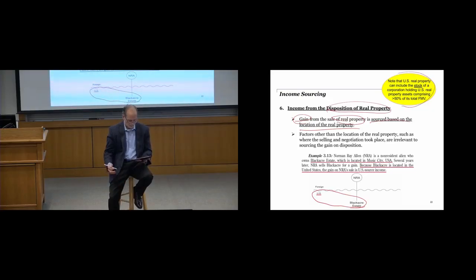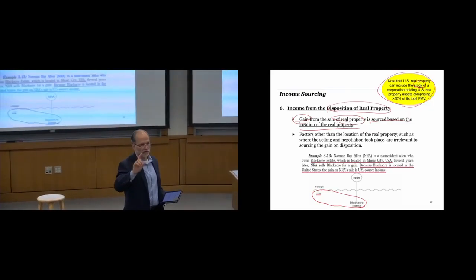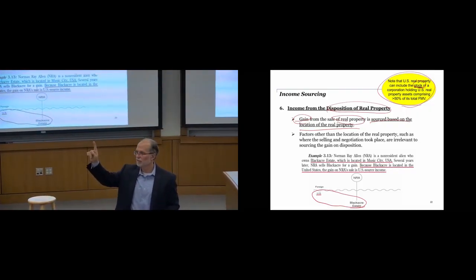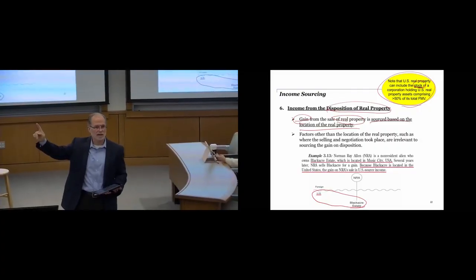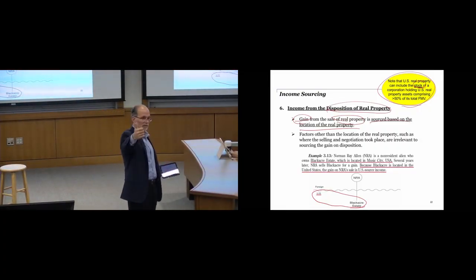Okay, I put in here in the bubble, note that U.S. real property can include stock of a corporation that holds a large amount of U.S. real estate. So this is where, when we're going through, the first question, remember, from the start of this section was, what type of income stream is it? And so a lot of that is, what did I sell? Did I sell real estate or did I sell stock?